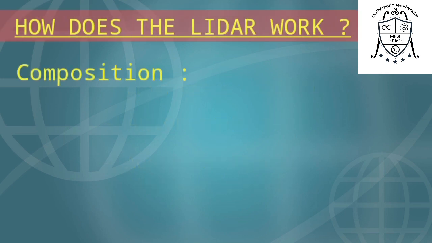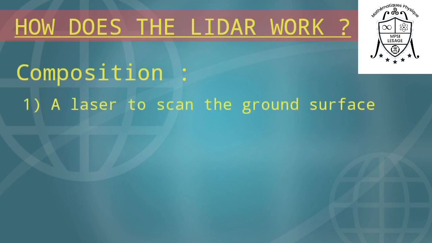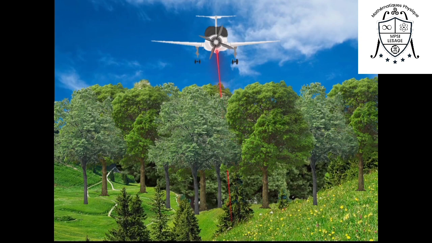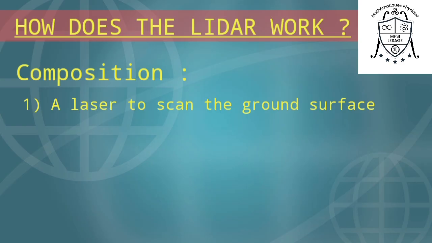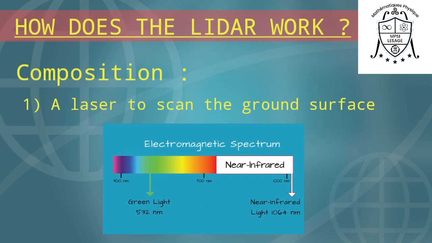First part, composition. The LiDAR is composed of different elements. A laser to scan the ground surfaces. An airborne LIDAR system emits a laser from an aircraft that scans the ground. The light energy passes through the canopy and reflects off branches and leaves. Thus, the system receives more data and can model the interior of the trees. Moreover, it's a green laser because it's the best color to be reflected on vegetation.